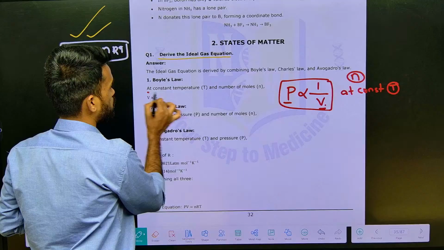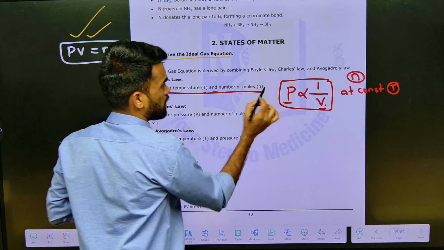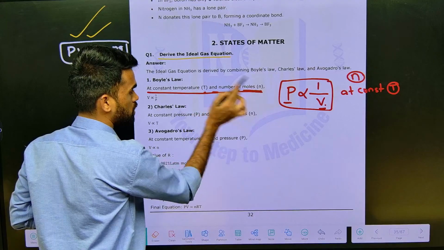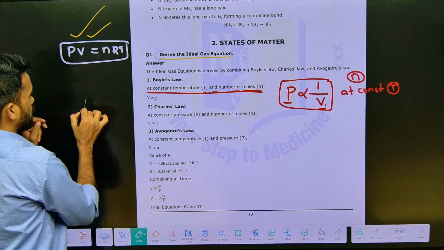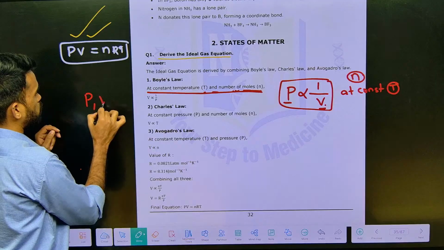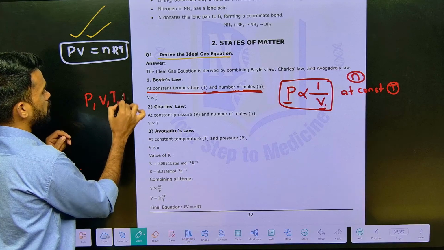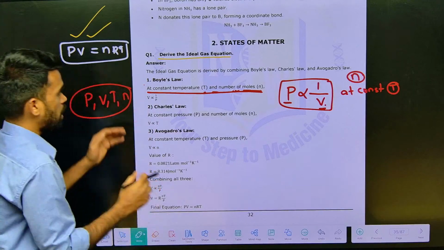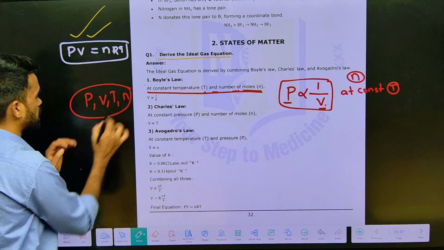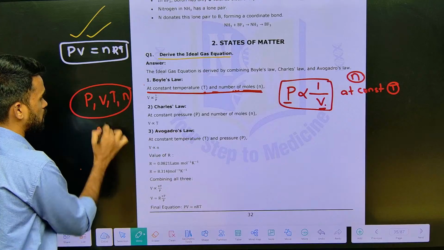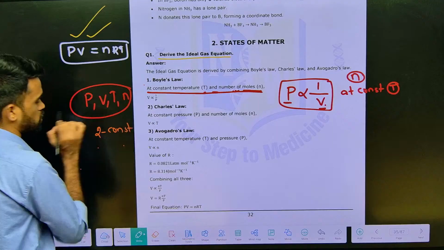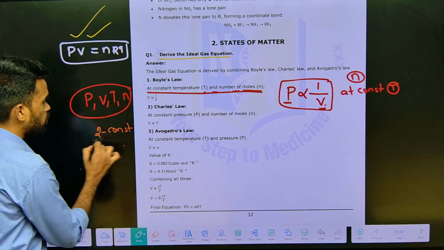At constant temperature and number of moles, what things are constant here? The amount of substance, that is indicated by the number of moles. Remember these 4 terms: P, V, T, N. In each of these gas laws, out of these 4 terms, every time 2 terms will be constant and the remaining 2 have some relation.